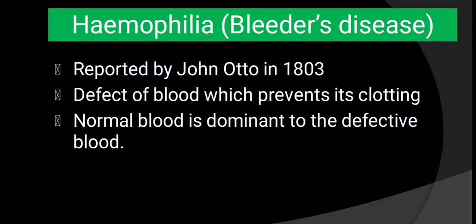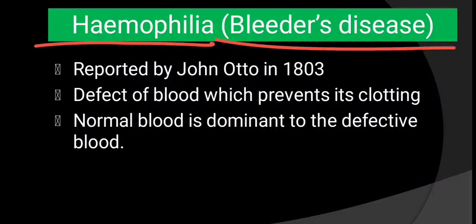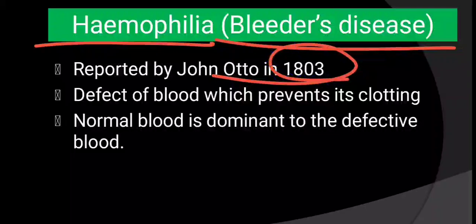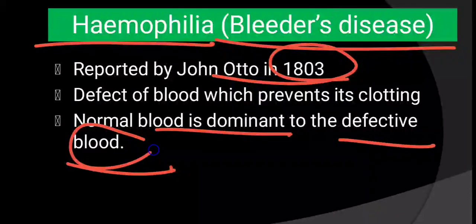Let's learn the first disease, hemophilia, also called bleeder's disease. This disease was reported by the scientist John Otto in the year 1803. This is a defect of blood which prevents its clotting. So if a normal cut occurs on a finger or anywhere in the body, the blood is not able to form a clot. The blood continues to flow, and the normal blood is dominant to the defective blood.